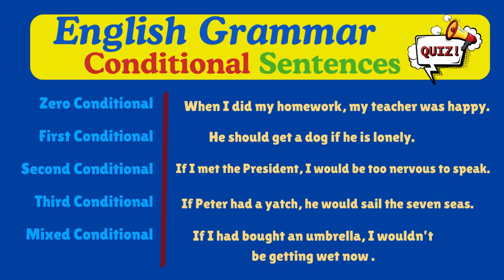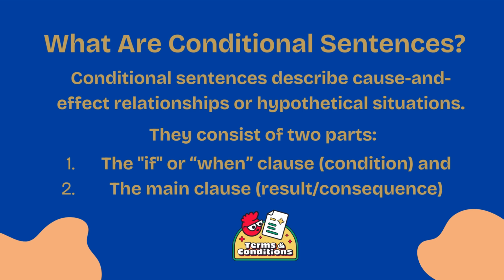English Grammar Quiz. Conditional Sentences. What are conditional sentences? Conditional sentences describe cause and effect relationships or hypothetical situations. They consist of two parts: the if or when clause, the condition, and the main clause, the result or consequence.